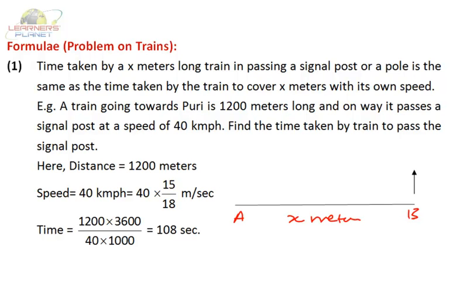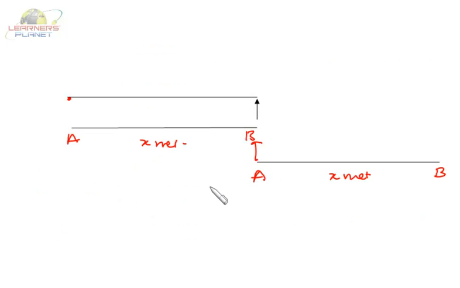So suppose a train is crossing a stationary object or a pole. Suppose the length of this particular train is x, then the time taken by this particular train in passing a signal post or a pole is the same as the time taken by the train to cover x meters with its own speed. Okay, so let's see the diagram over here. It is the train AB whose length is x meters, and it has to cover this particular pole. So after covering, what will be the scene? Just see the diagram. This is the train AB with length x meters, and this is a point where the last bogie of the train ends.